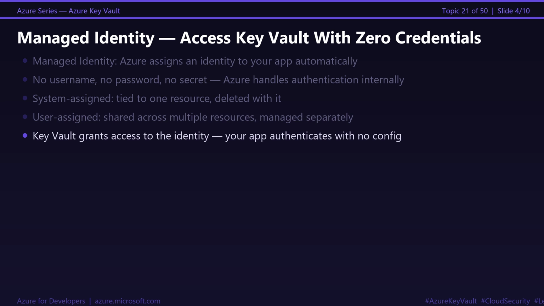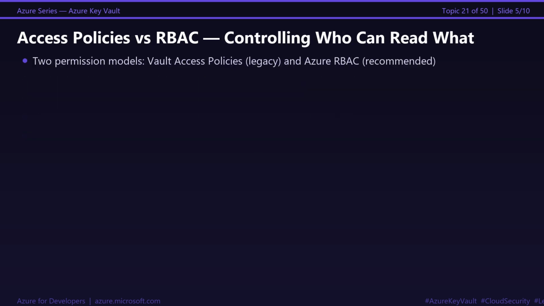Key Vault has two ways to control access. The old way, access policies. You assign permissions at the vault level: read all secrets, write all secrets. It is simple, but coarse. One app that needs one secret gets access to all secrets. That is too much permission.